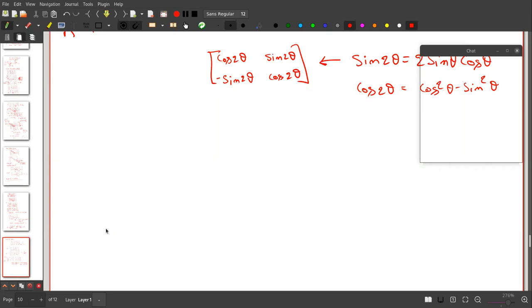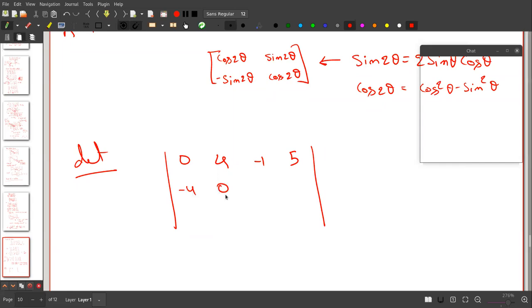I'm giving you some determinants to calculate also. You have to calculate the determinant of this 4 by 4 matrix: 0, 4, minus 1, 5, minus 4, 0, 3, minus 2, 1, minus 3, 0, 1, minus 5, 2, minus 1, 0.